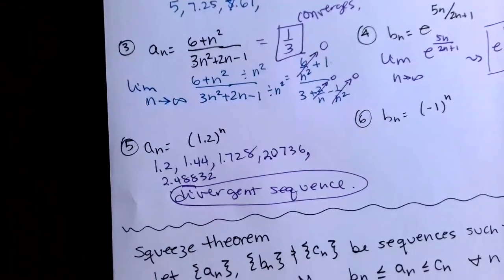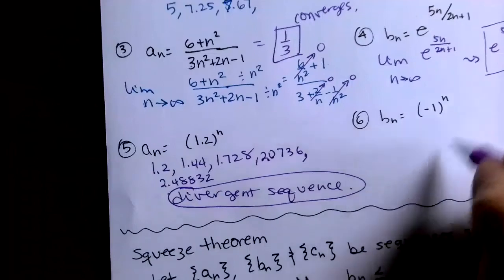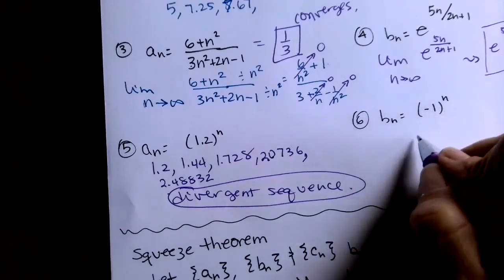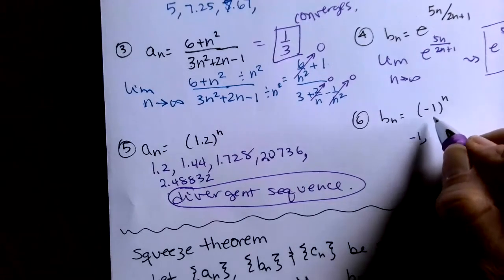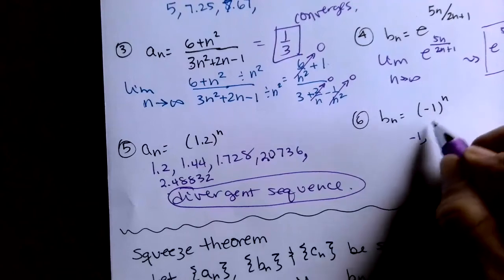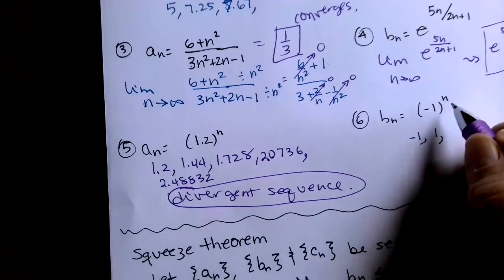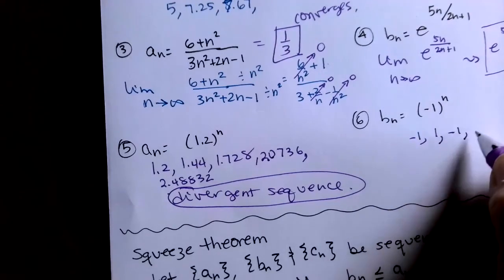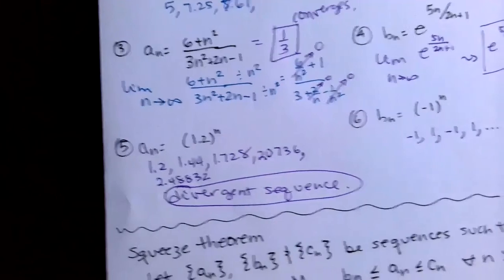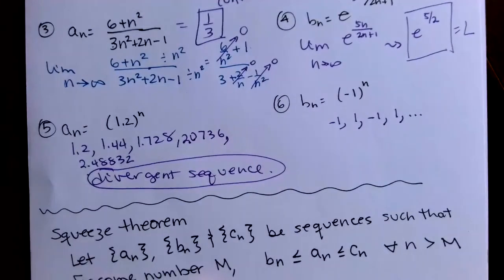Okay, so number 6. Again, we're just going to write out some terms. So if n equals 1, I have -1 to the 1, that's -1. If n is 2, I have -1 squared, that's +1. If n is 3, -1 cubed, that's -1. -1 to the fourth, +1. Do you see what's happening? It's just oscillating back and forth between positive and -1.